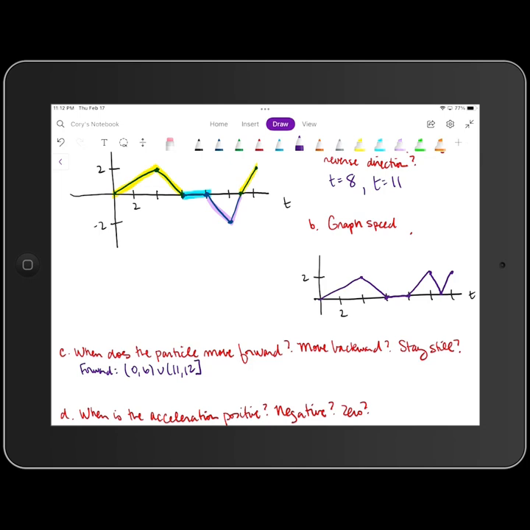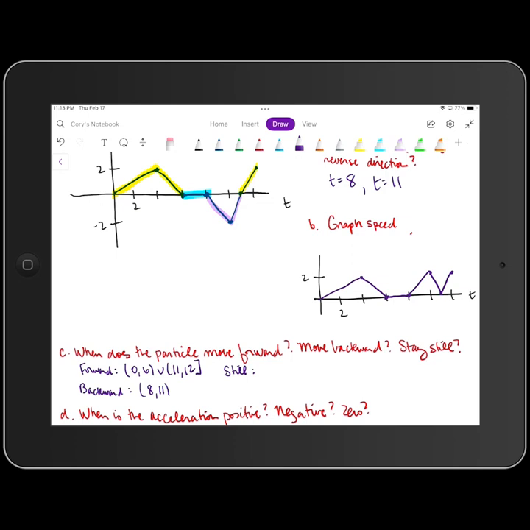Okay, we are moving backward. So we're moving backward when velocity is less than 0. So that happens when the graph lies below the t-axis. So that happens on the interval from 8 to 11. And then the particle is still when velocity is equal to 0.